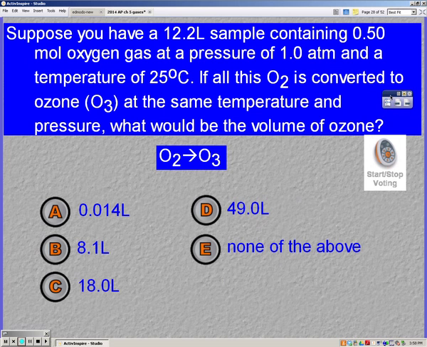I'm going to pause the video and try this one on your own. This one is a little bit trickier because it's the same temperature and pressure, which means our volume is changing, and so our moles are changing because we're changing substances, and our mole to mole ratio is different. So we need to balance our equation, and then we're going to have to convert those 0.5 moles of oxygen gas to moles of ozone.